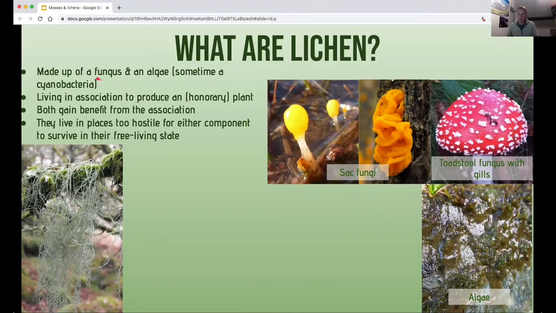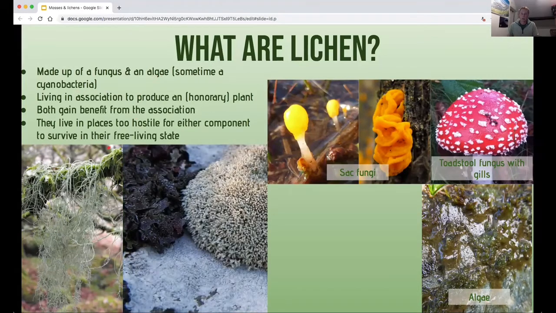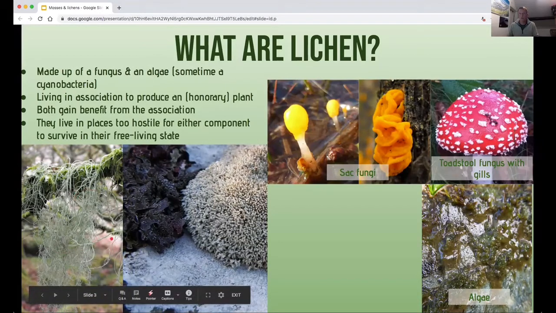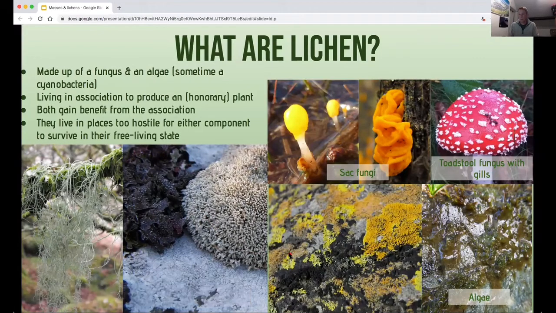I mentioned a word up here, cyanobacteria. So we've got a fungus and an algae, but sometimes you've got this thing called a cyanobacteria, which is a type of blue-green algae. About 10% of all lichens are formed with this blue-green algae. You can see the structures that we've got here, and we're going to run through all these later. Here we've got 3 different types, and in that image a big mosaic of lichen, and we'll run through those.